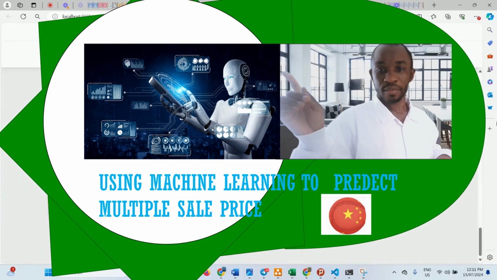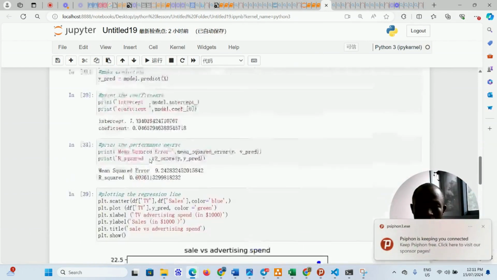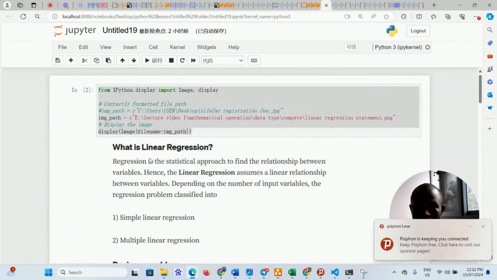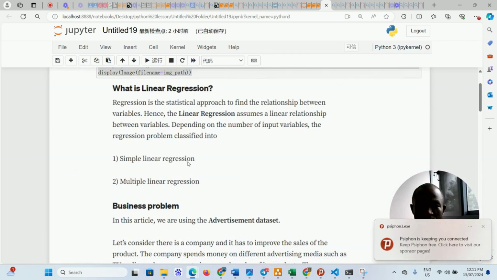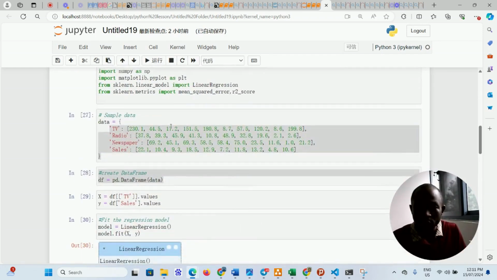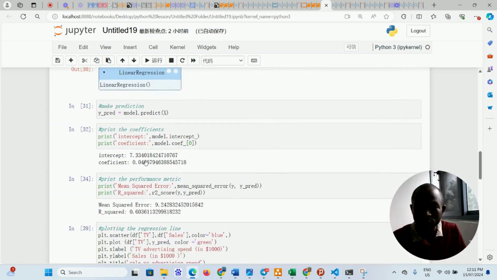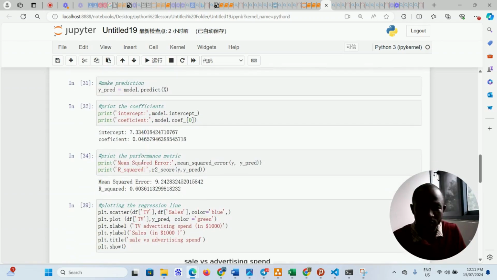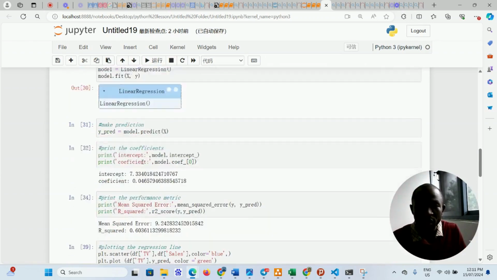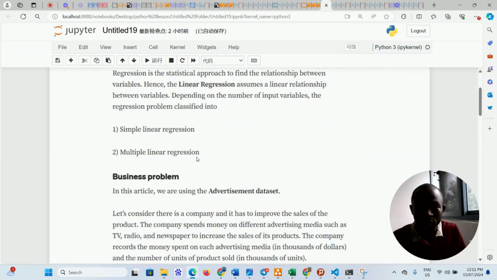Yeah, hello everyone. So last class we worked on simple linear regression. From there we did some various calculations on simple linear regression, but our result was not the best. So now we need to continue with multiple linear regression to see if our result is really going to improve.